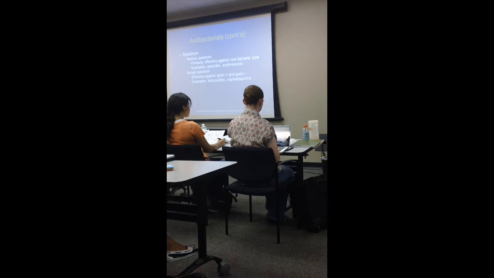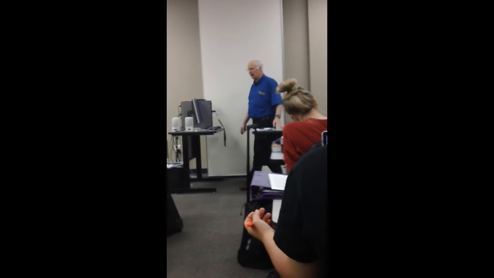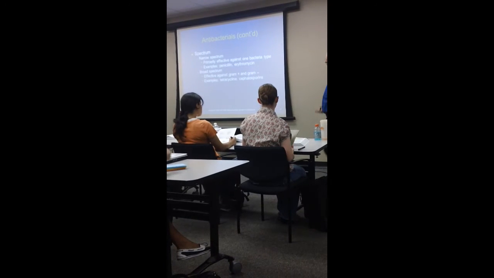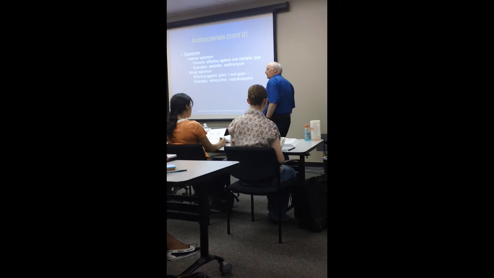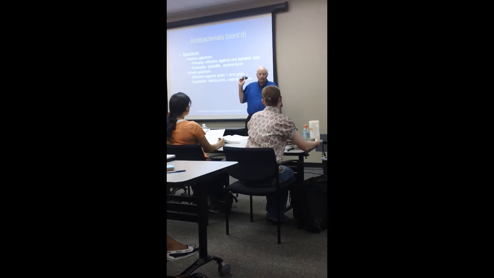We have different kinds of spectrum. We have broad spectrum and we have narrow spectrum. Broad spectrum kills everything, gram-negative, gram-positive, anything that it comes in contact with. A narrow spectrum is set aside for a particular kind of bacteria.